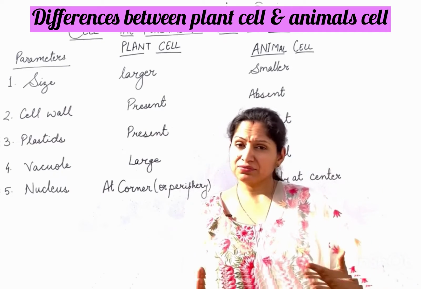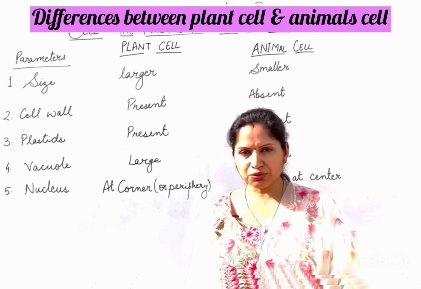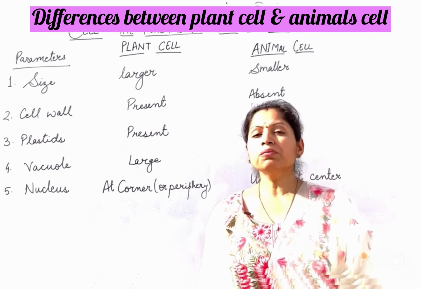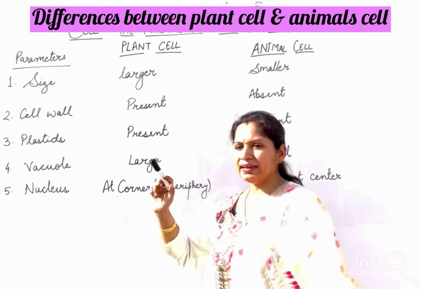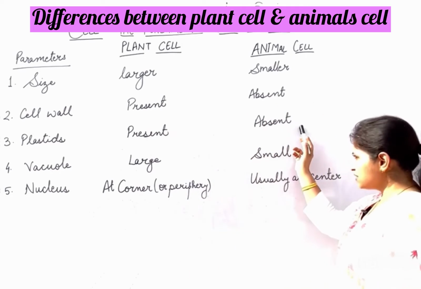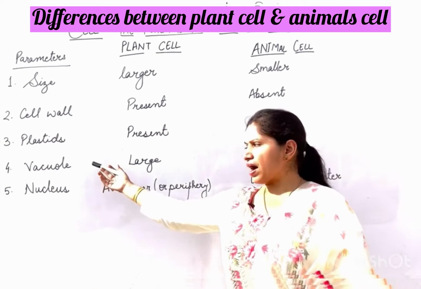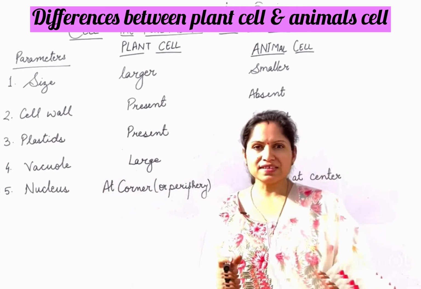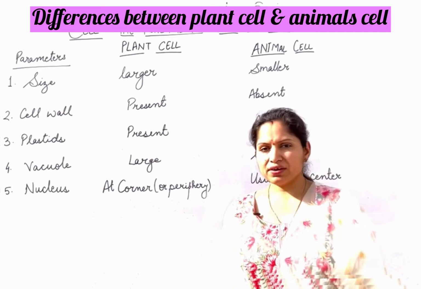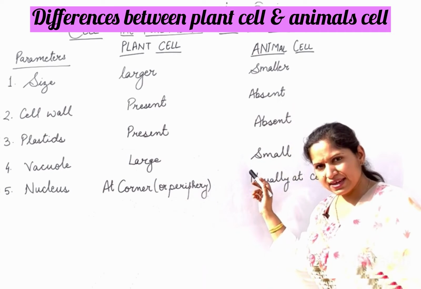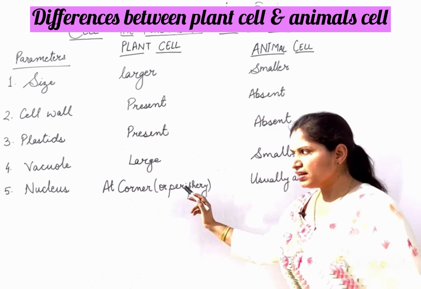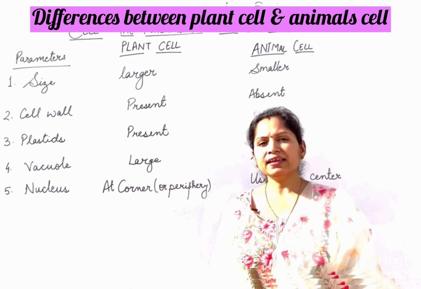Third point is about plastids. We have seen about chromoplast, chloroplast, leucoplast. So plastids are present only in a plant cell and absent in animal cell. Vacuole. A large vacuole is seen in a plant cell, whereas a vacuole is small in size in case of animal cell. Next is nucleus.